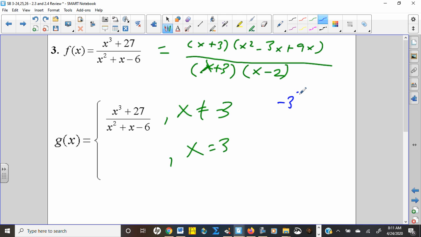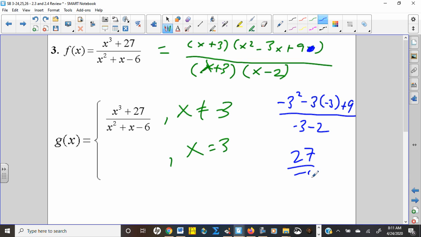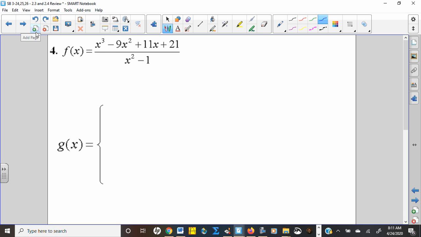So -3 squared minus 3 times -3 plus 9. There shouldn't be an x there. Sorry, that was a typo. Over -3 minus 2. So what do we get? 9 plus 9 plus 9. So 27 over -5. I would just put it in like that. That doesn't reduce. So I think that would be good. And then here we go, on this one.